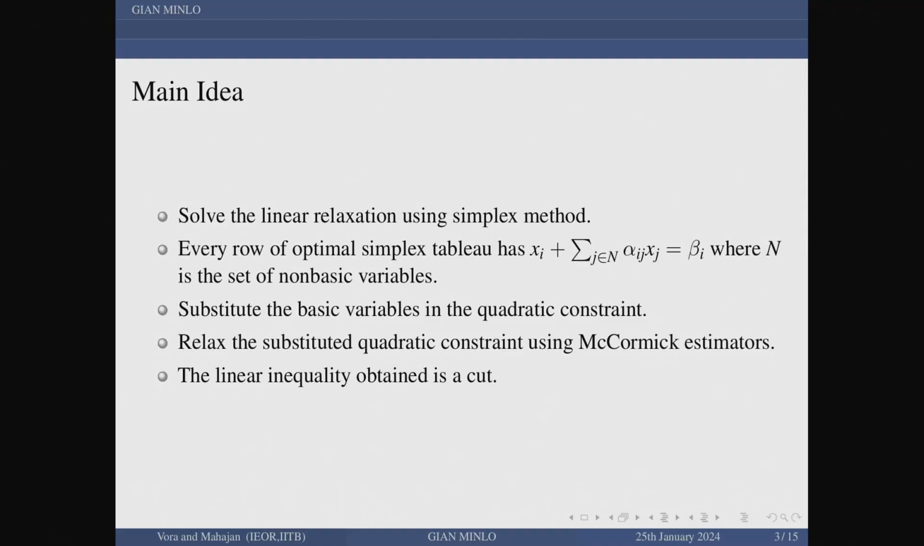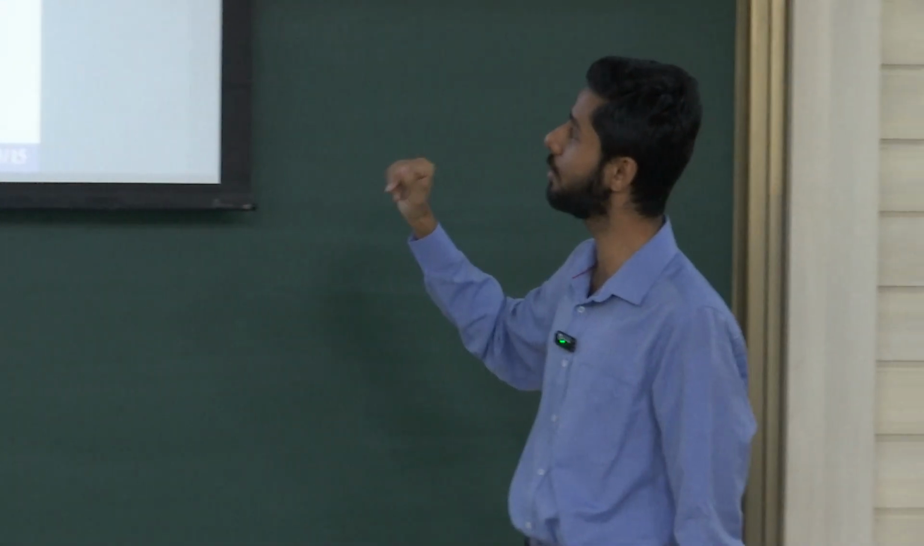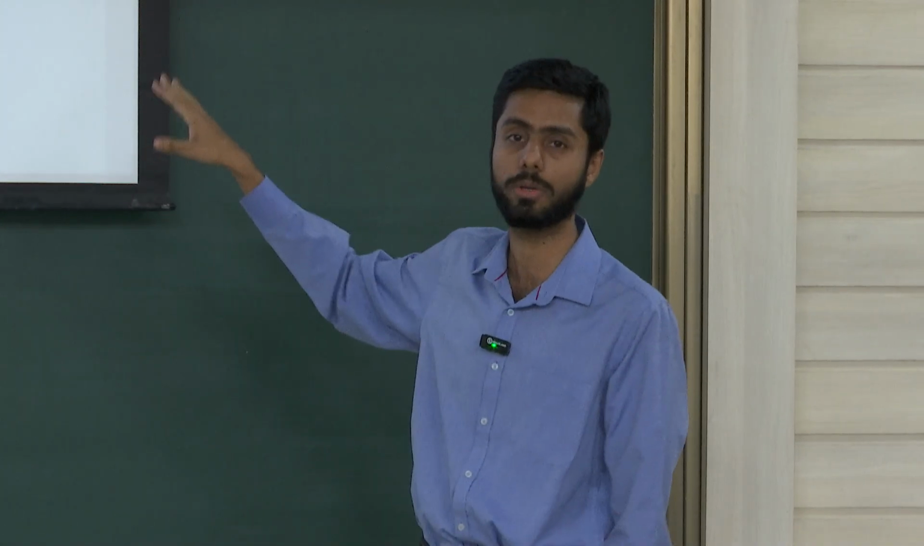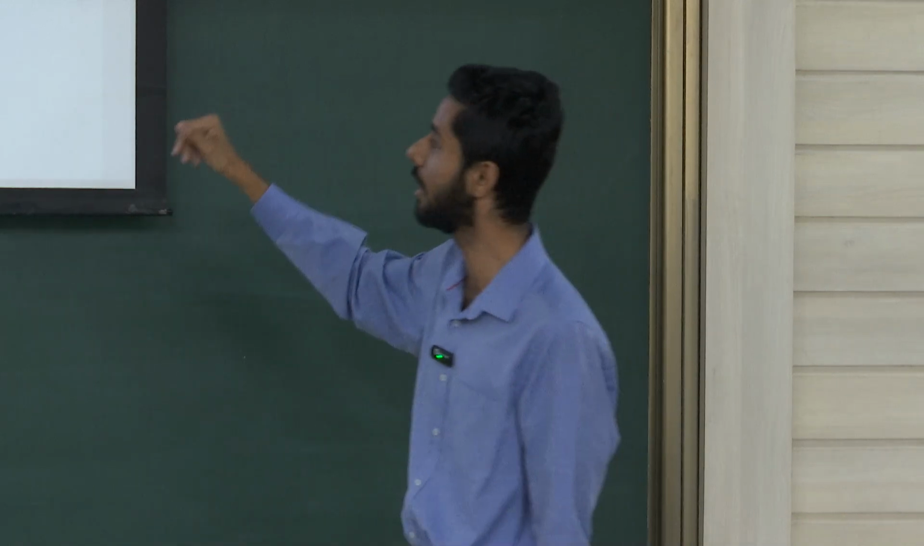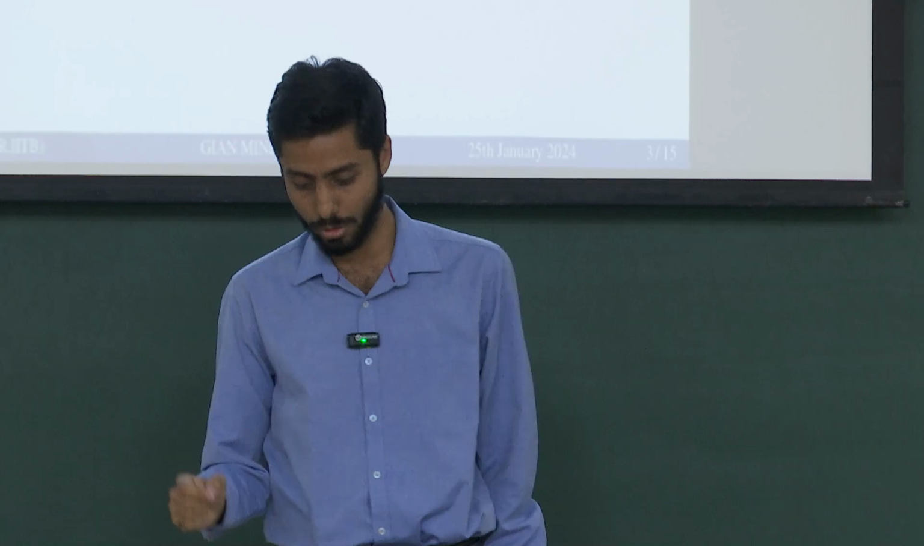And the idea is simple. You substitute the basic variables out in the quadratic constraint that was infeasible. You relax that substituted quadratic constraint with something called McCormick estimators. I'll talk about what those are, and what you get is a cut. So that linear inequality is valid. On top of it, it's actually a cut in the sense that it will separate the infeasible point.